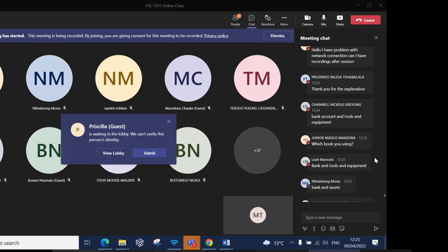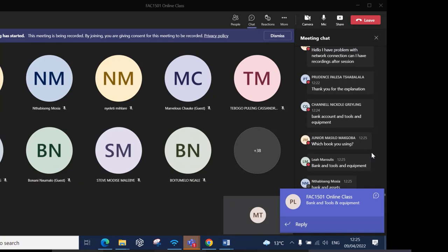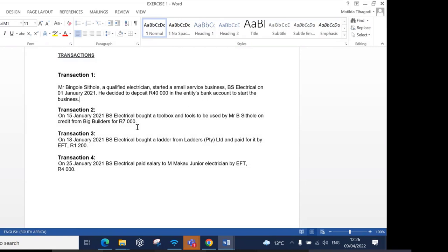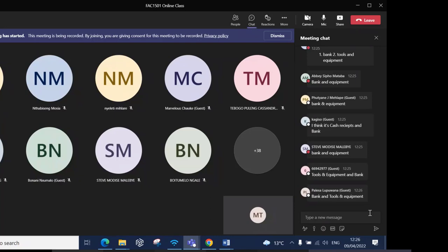Junior is asking which book you're using. In this transaction number three, what subsidiary journal will we be using? Number three will be using cash book payment. Remember, this was paid by EFT. The subsidiary journal will be cash book payment, Junior. This is not cash receipts. Cash receipts is the first transaction, but this one was paid by EFT, so this will be cash book payment.